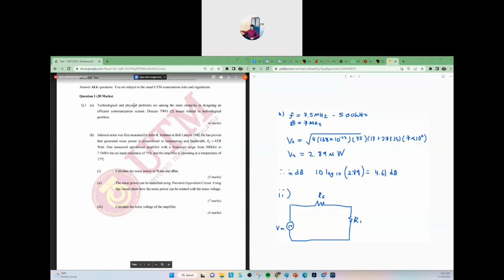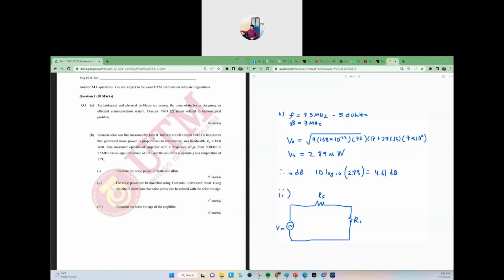This question: technology and physical problems are among the main obstacles in designing an efficient system. Discuss two issues related to technological problems. This one you can actually Google, but hopefully you're able to understand from the slide, because even though it's a bonus mark question, it can be anything. Okay, so next we go to this.